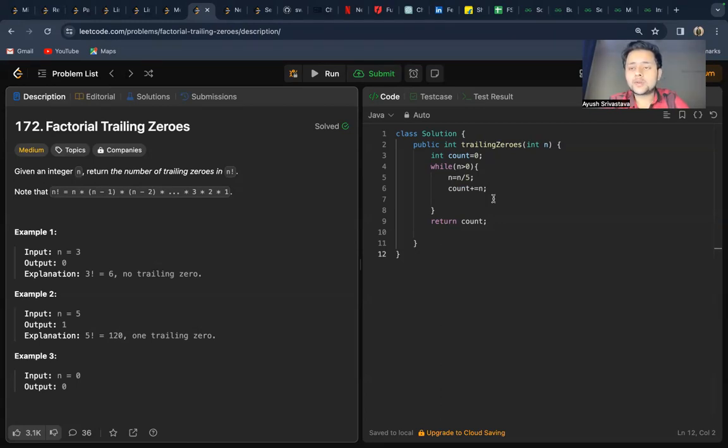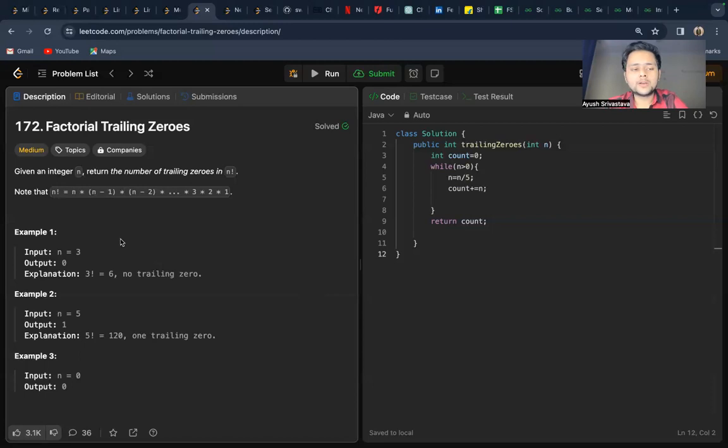Similarly, it completely depends upon how many pairs of 5 and 2 are present in that number, then there will be that many zeros. But here we are only counting the number of 5s, dividing by 5, because the frequency of 5 in the factorial of any number will always be less than the frequency of 2.